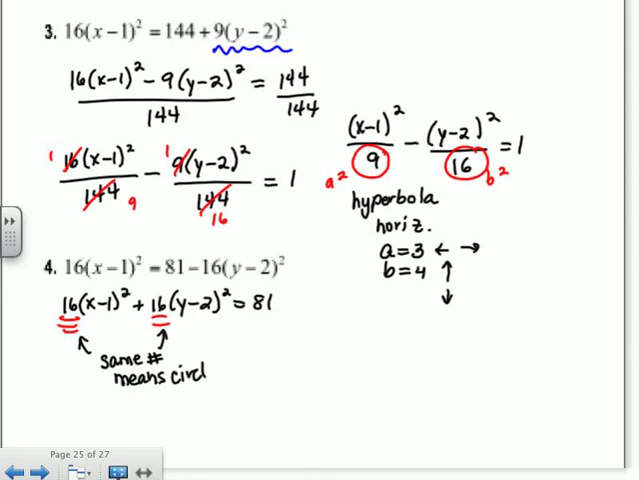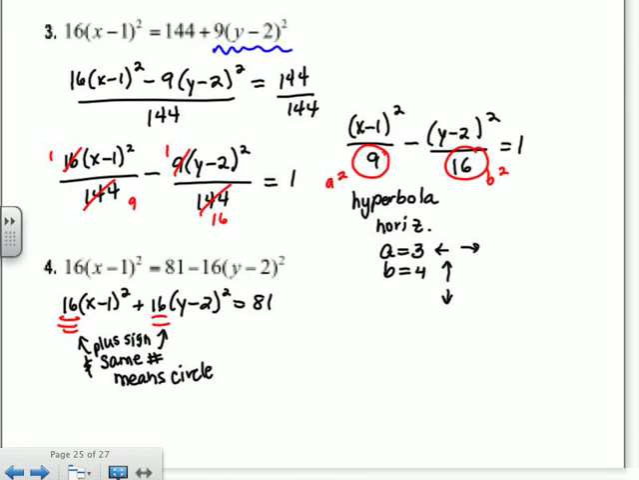I guess I should say you need to have the plus sign. So plus sign, minus, that's a hyperbola, because the A and B for a hyperbola can be the same thing. They don't have to be different.